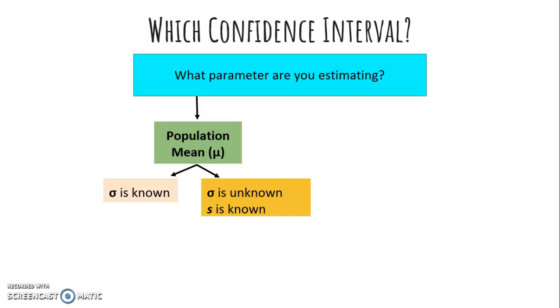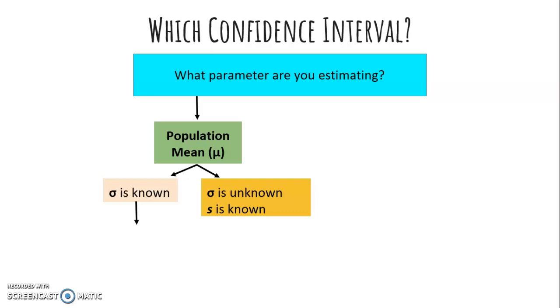Are you estimating a mean, or are you estimating a proportion? So if you are estimating a mean, the next question you ask yourself is, do you know sigma? Remember, sigma is population standard deviation. Or do you not know sigma? Sigma is unknown. You don't know the population standard deviation, but you do know the S, the sample standard deviation, or at the very least have access to it if they give you raw data.